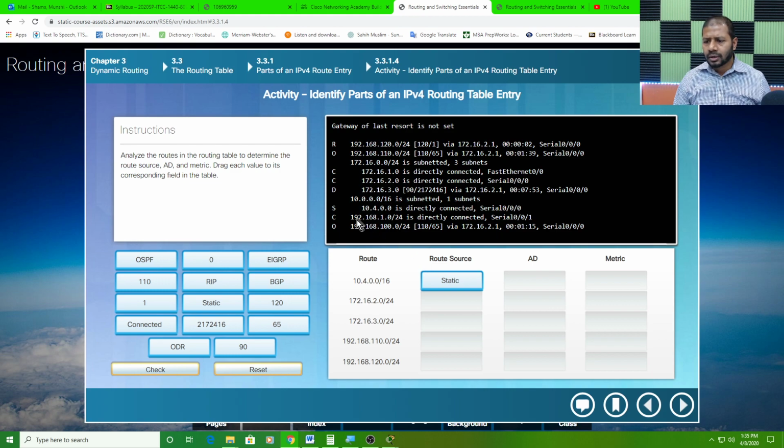Okay. And what is the administrative distance? Because it's a static route, we know its administrative distance will be what? 1. So static has an administrative distance of 1. And then the metric. We know the static route has a metric of 0.